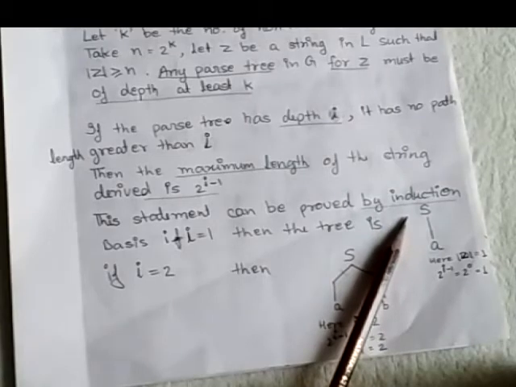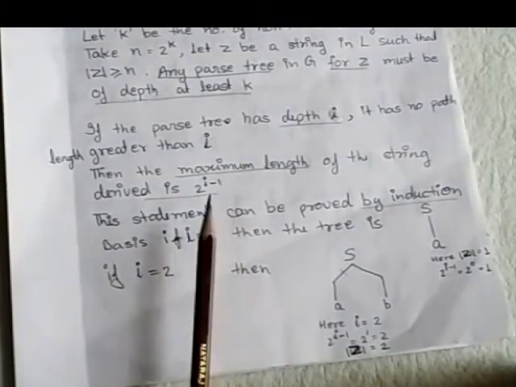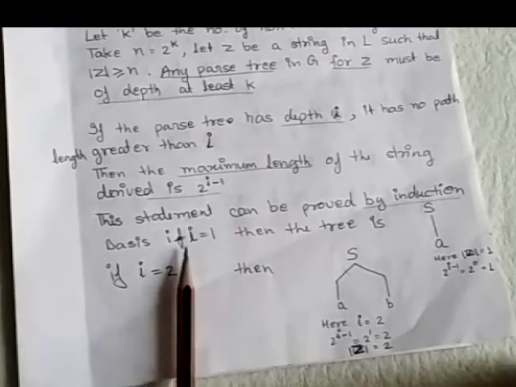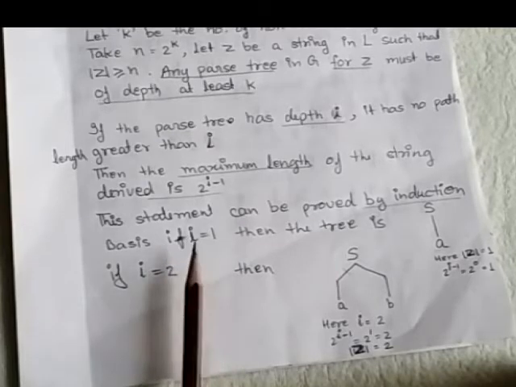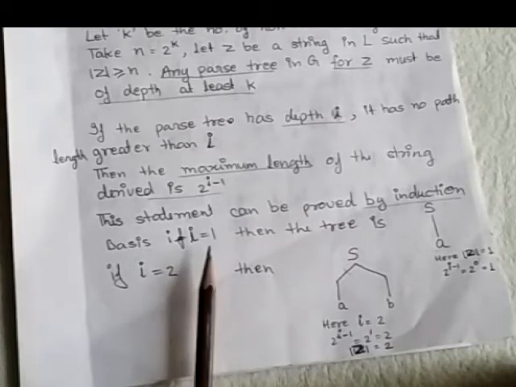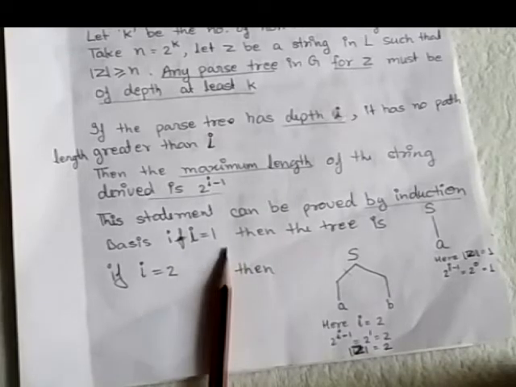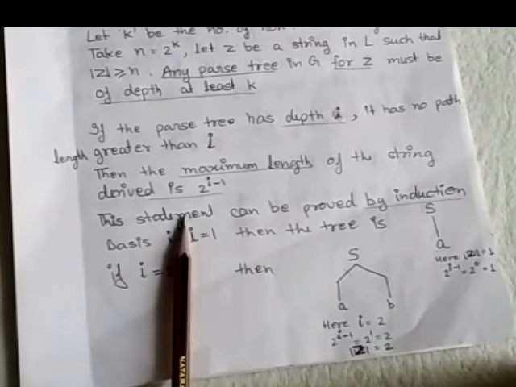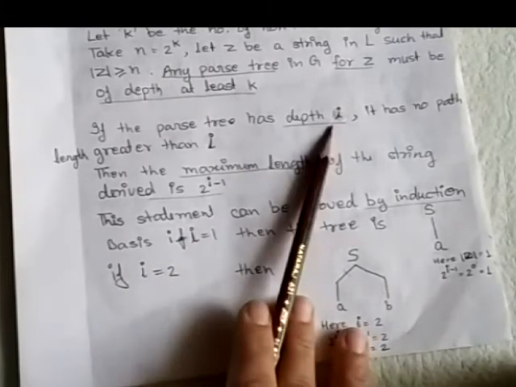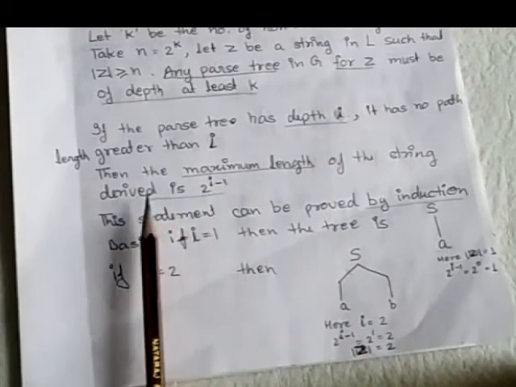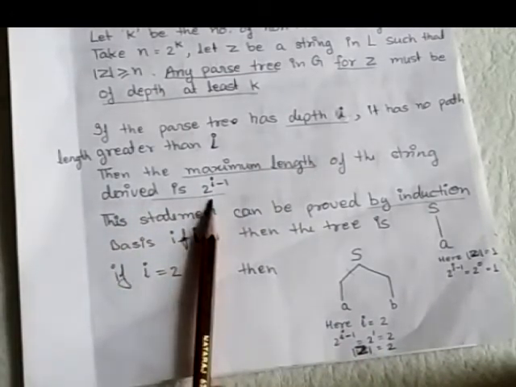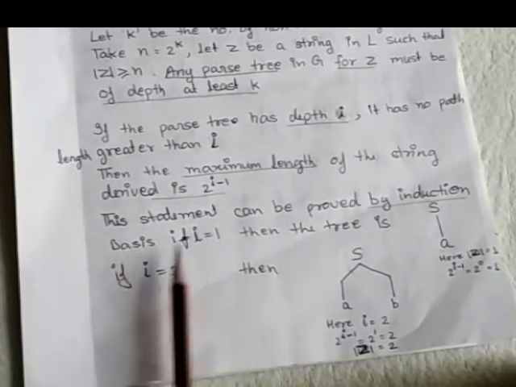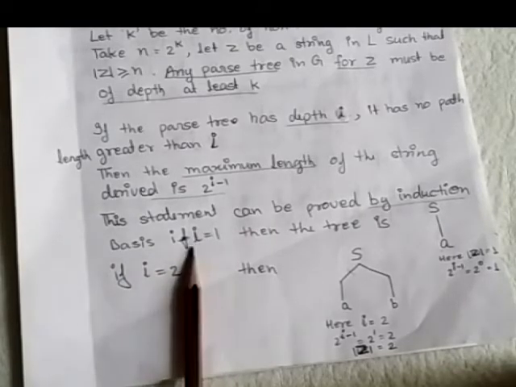According to the induction method, we prove something for the base value. Then we consider that the theorem is true for n minus 1 values, and then we prove it for n values. So here we need to prove that if the depth is i, then the length of the string derived will be 2 raised to the power i minus 1. Here we are taking the base value as i equal to 1. Now check it for the base value.